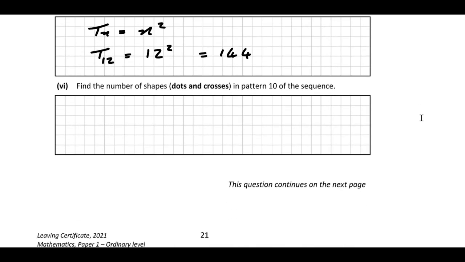Let's have a look at number 6. Find the number of shapes, dots and crosses in pattern 10. Well, if we add the two together, our Tn is going to be n plus n squared. This is the number of dots, this is the number of crosses. So we want T10, so it's going to be 10 plus 10 squared. So that's just going to give us 10 plus 100, which is 110.